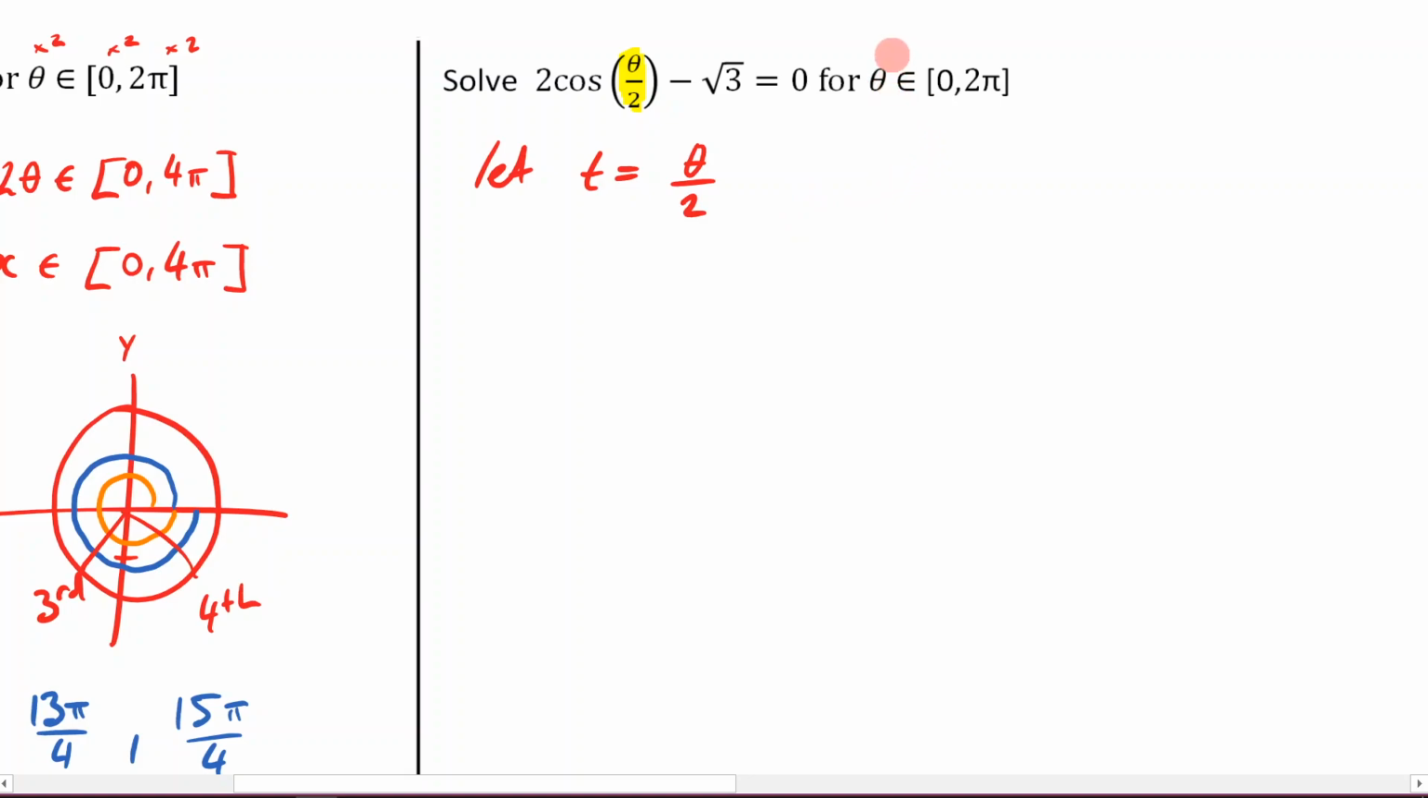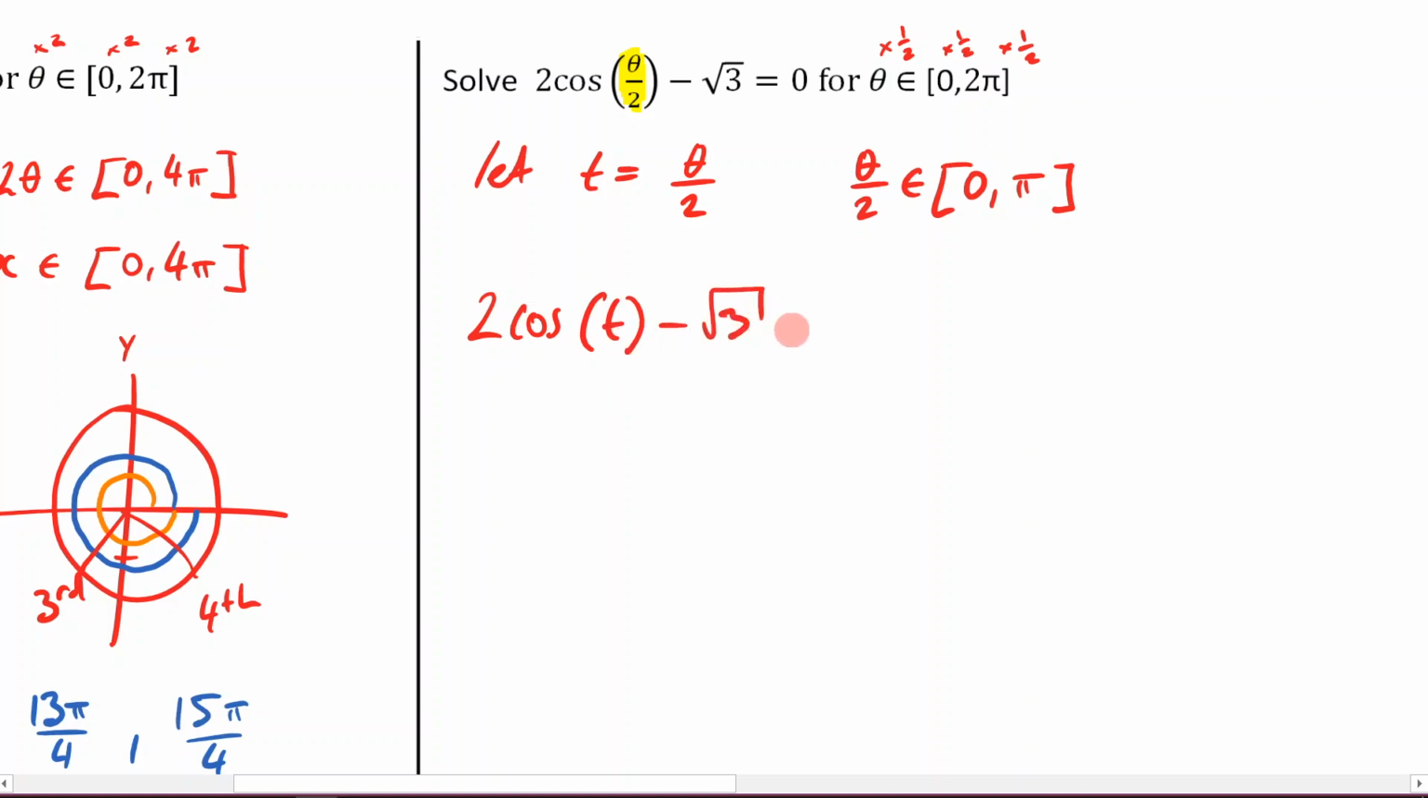So my domain is going to have to be times by a half, which means this is going to have to be times by a half. This is going to have to be times by a half. So it's going to be theta pi on 2 is an element of 0 to pi. And then I'm going to rewrite it as 2 cos of t minus the square root of 3 on 0. And now my domain is, I know theta on 2 is t, is an element of 0 to pi.